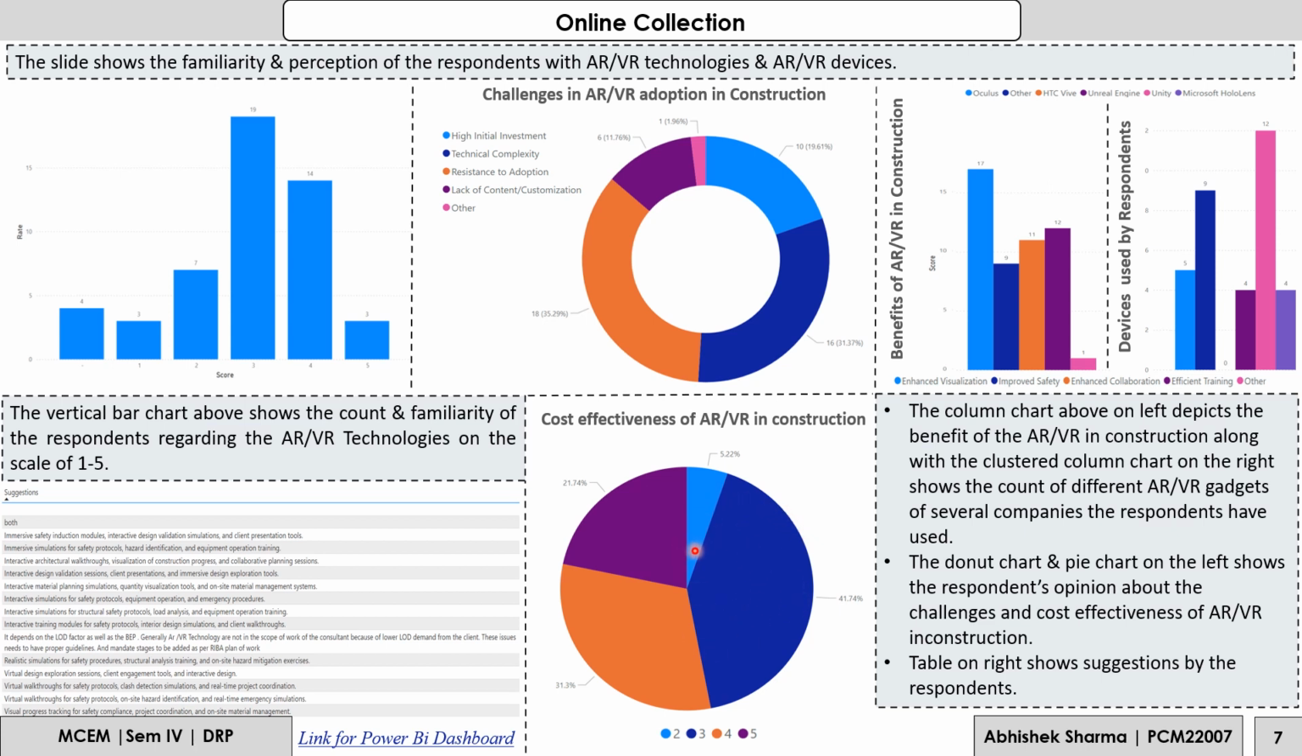chart shows the respondents' opinion about the cost effectiveness of AR/VR. The table on the right shows the suggestions which are given by the respondents. This column chart shows the benefits of AR/VR as illustrated by the respondents, while this clustered column chart shows the different devices or gadgets used by the respondents.